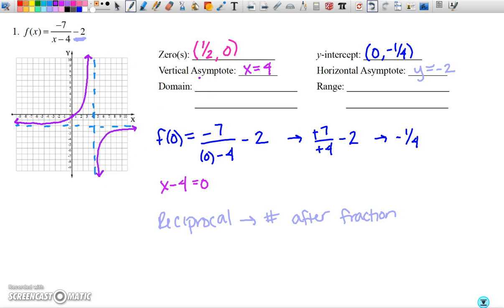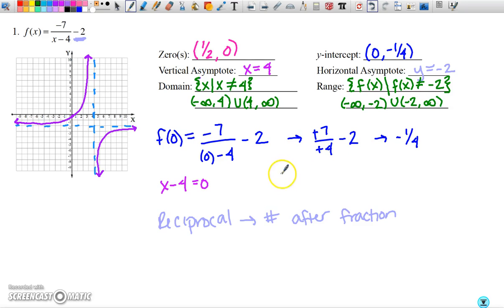So for our domain, we need to put it in both set-builder and interval notation. So x such that x does not equal 4. That would be from negative infinity to 4, union 4 to infinity. And then the range would be f of x, such that f of x does not equal -2, coming from the horizontal asymptote. That would be negative infinity to -2, union -2 to infinity.